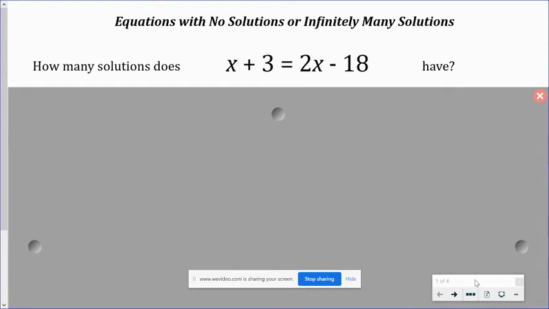Equations with no solutions, or infinitely many solutions. As we have been working within this unit, we have only come across equations that have one solution. This means that there is only one possible value that could be true for our unknown to make our equation true. Let's take a look at this example. How many solutions does x plus 3 equals 2x minus 18 have?